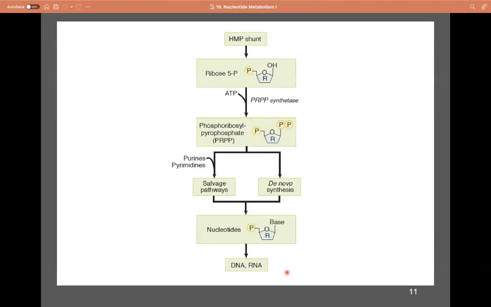Again, this is just another diagram explaining where everything is coming from. Ribose 5-phosphate is coming from the HMP shunt. And then PRPP synthetase is using that to produce PRPP. Then you're going to go through either the salvage pathway or the de novo pathway, and you're going to end up with nucleotides, which are then used in DNA or RNA, as always.